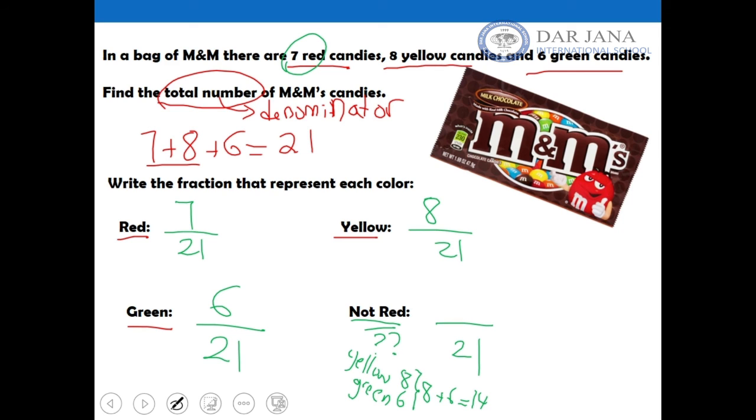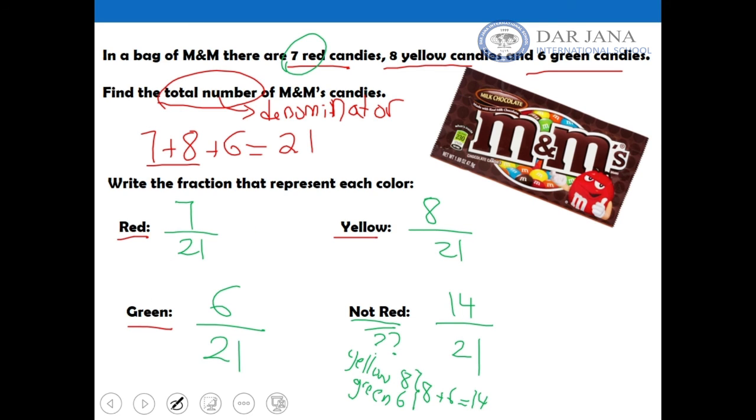So those that they are not red will be 14 out of 21. I'm going to put it up. So remember, I said not red. Not red means they can be yellow or green. Yellow or green, I will add the yellow and the green. I will get the number. It's going to be 14.